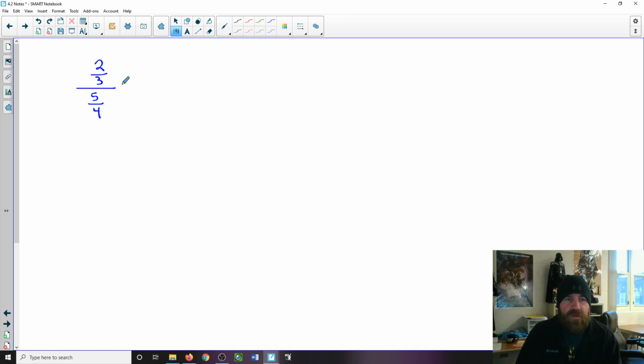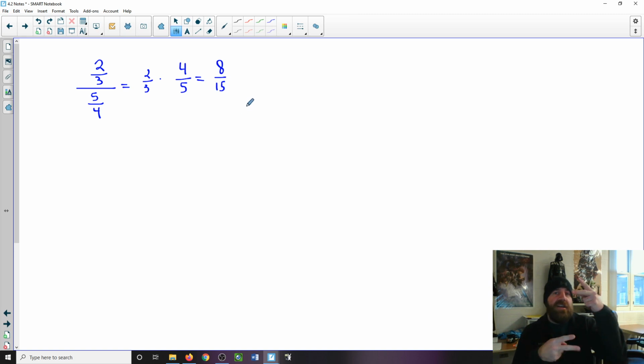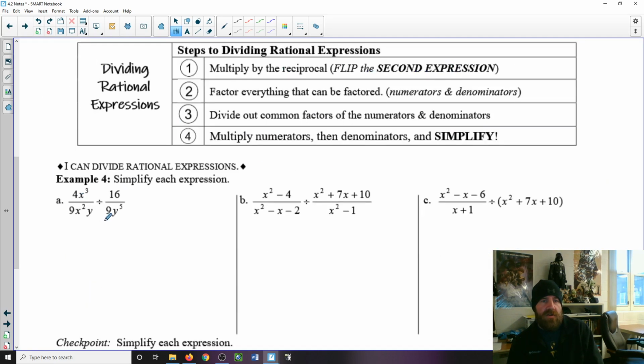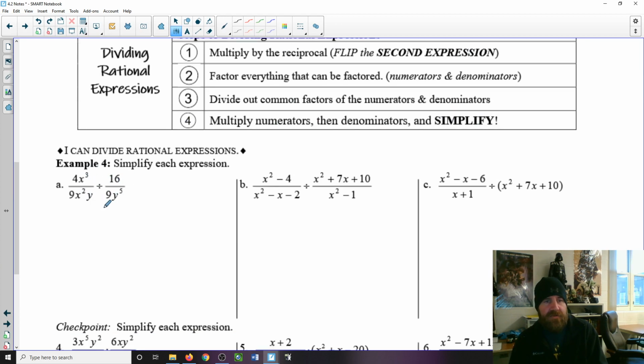2/3 divided by 5/4. We know that that is equivalent to 2/3 times the reciprocal of the bottom, 4/5. Okay, that would end up being 8 over 15. All right, so dividing two fractions, we just flip the bottom fraction and multiply the fractions together. So that's what we are doing when we're dividing two fractions. So two rational expressions are just two fractions.